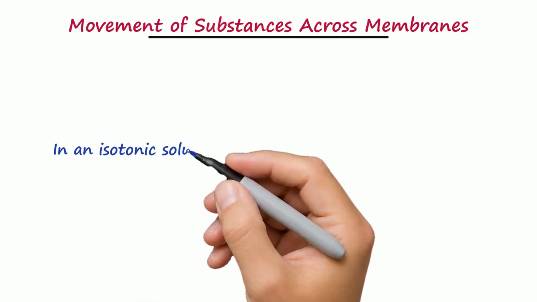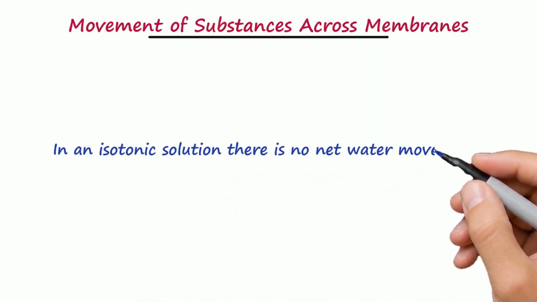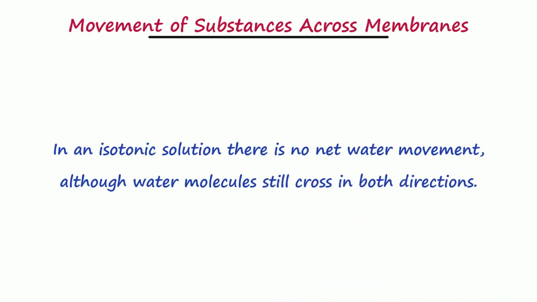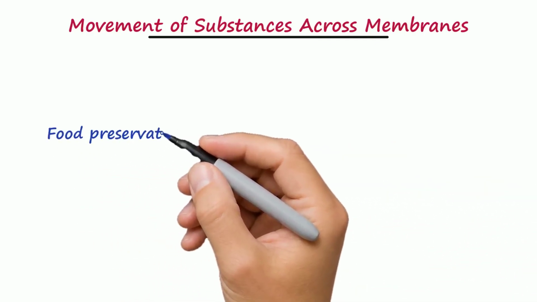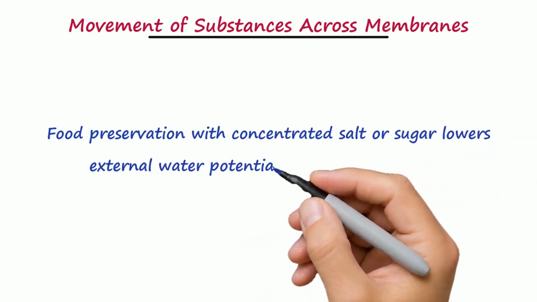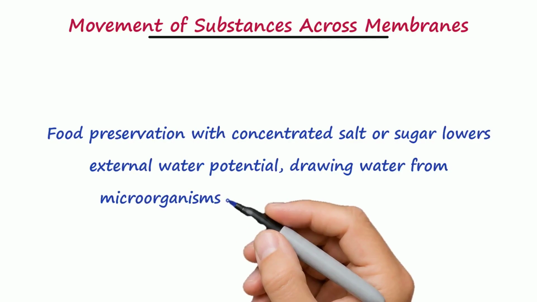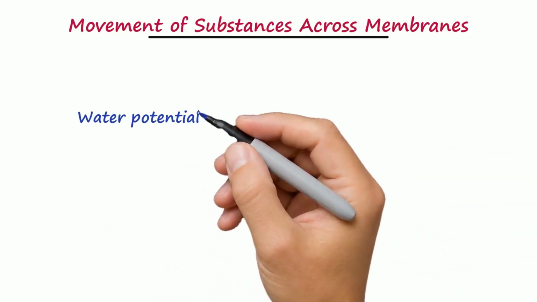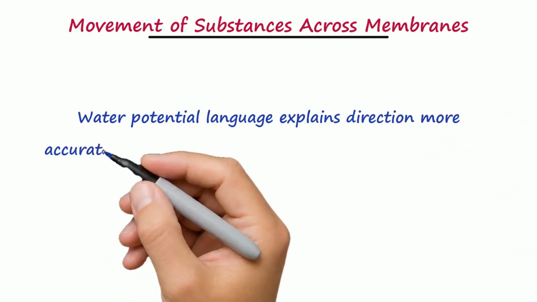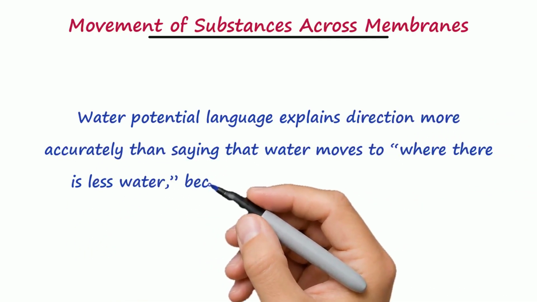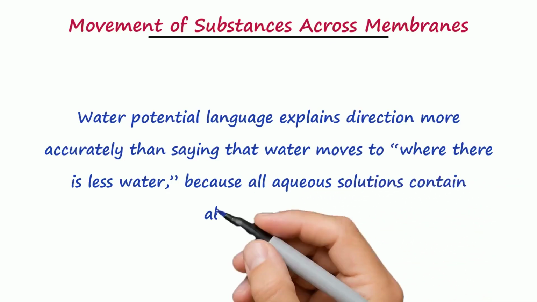In an isotonic solution there is no net water movement, although water molecules still cross in both directions. Food preservation with concentrated salt or sugar lowers external water potential, drawing water from microorganisms and reducing their activity. Water potential language explains direction more accurately than saying that water moves to where there is less water, because all aqueous solutions contain abundant water.